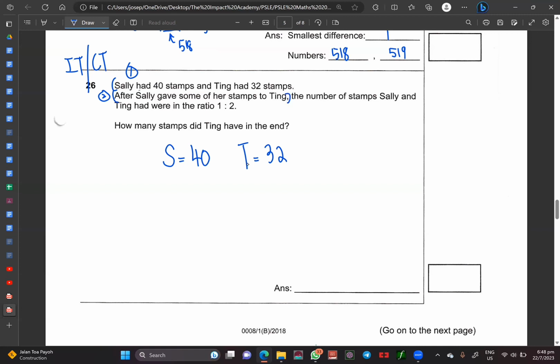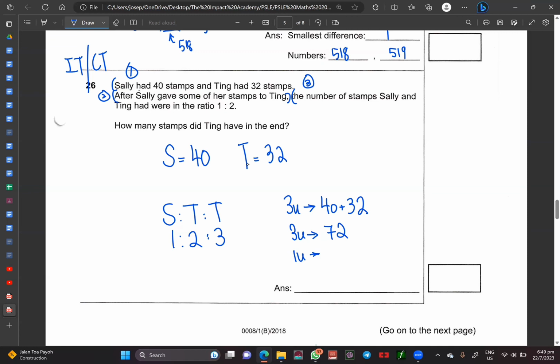Then, in sentence number 3, it says that the number of stamps Sally and Ting had were in the ratio of 1:2. So if the ratio is this, the total is 3 units. And did you realize that 3 units is still 40 plus 32? Why is that so? Because the total doesn't change. Now, we want to write down 1 unit.